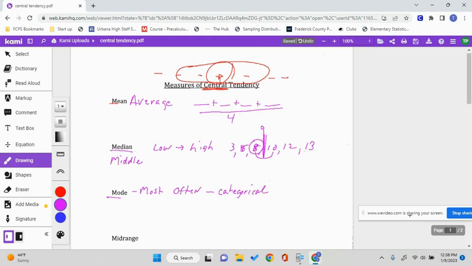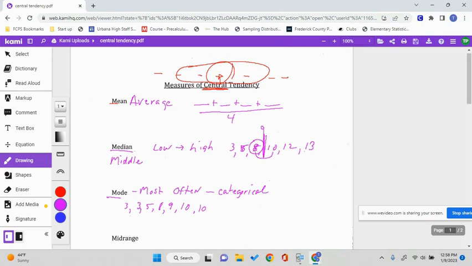You can have no mode. You can have multiple modes. So if you have a set of data like the 3, 5, 8, 9, 10, that has no mode. If I add another 3 in here, 3 is the mode. If I add another 10, you have 2 modes, 3 and 10. So you can have no mode, one mode, or multiple modes.